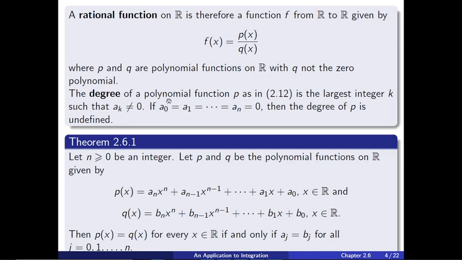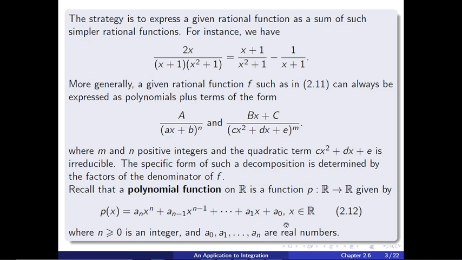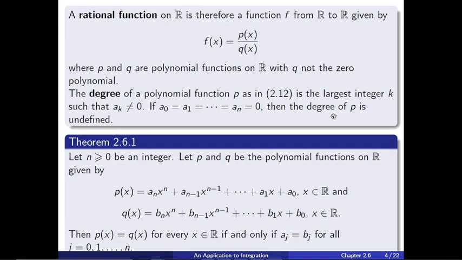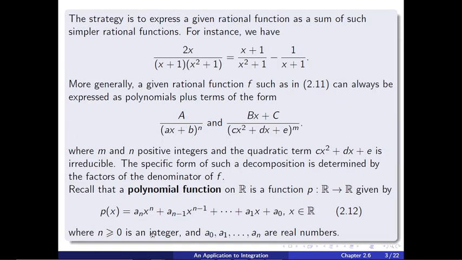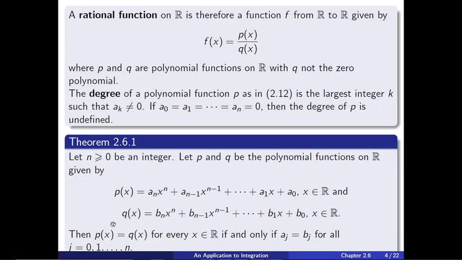So the degree of a polynomial function p as in 2.12, so the one that we defined here, is the largest integer k such that a to the k is not equal to 0. So here, if we assume that this an is not equal to 0, then that means that the degree of this polynomial becomes equal to n, right?